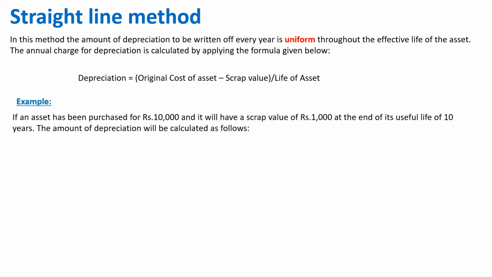So let's take an example here. If an asset has been purchased for rupees 10,000, it will have a scrap value of rupees 1,000 at the end of its useful life of 10 years. That means 10 years is the economic life. The asset I'm going to use is for 10 years.